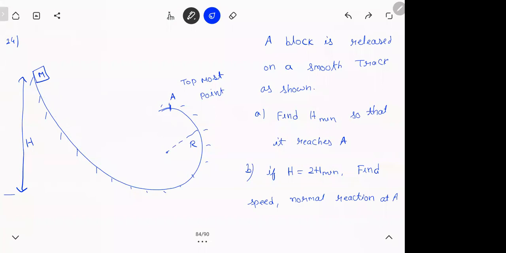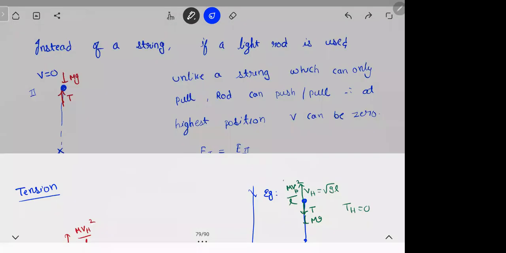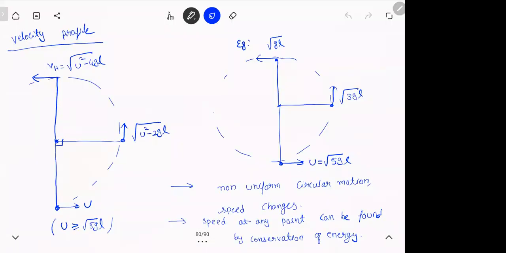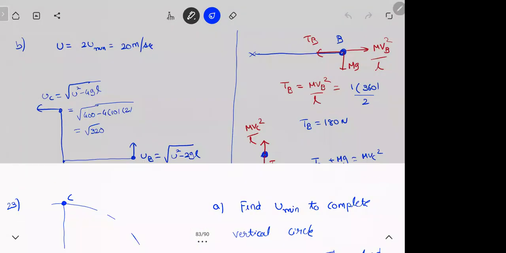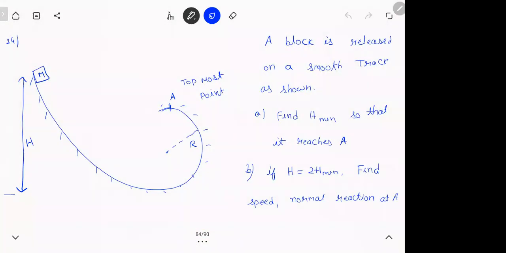This is just based on the vertical circular motion we did last time. Hope everyone remembers the result. For a string, it is root 5gr. For a rod, it is root 4gl. The difference in tension, velocity profile, everything. Give it a try. Anyone has a doubt in the question, ask me. Question is clear, please go ahead. I'll give it 2 minutes.